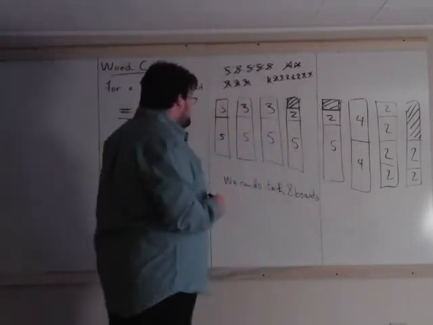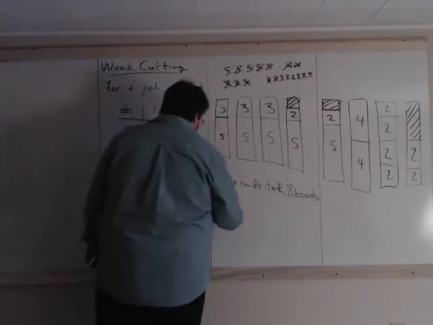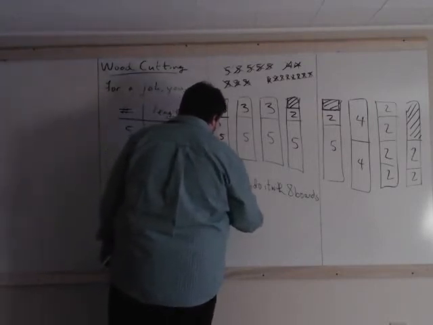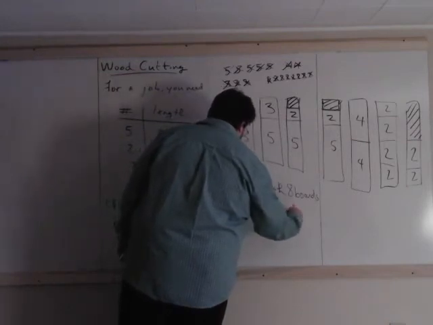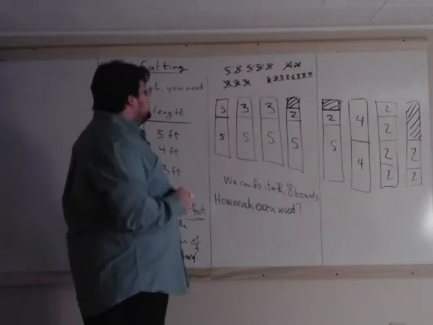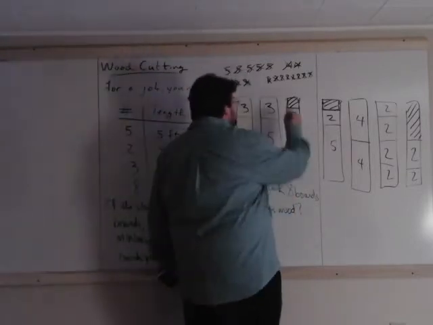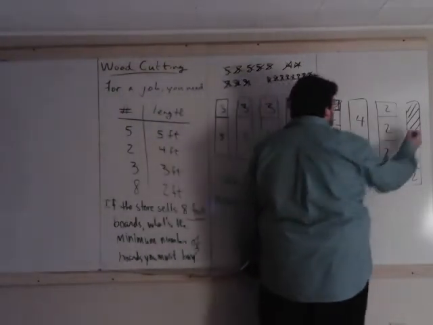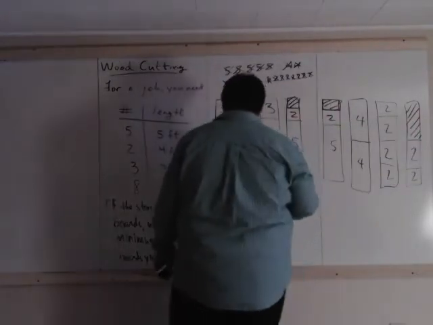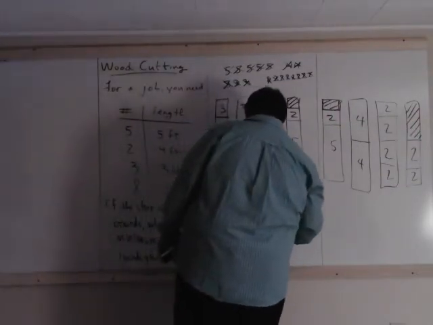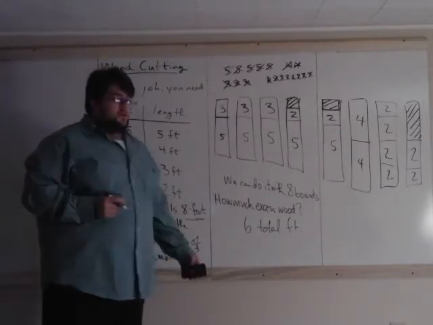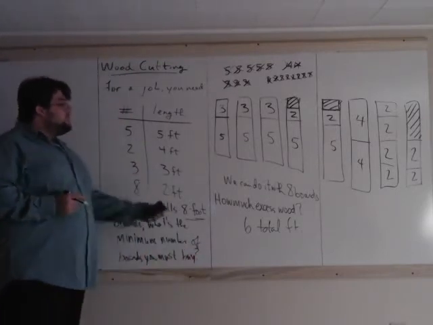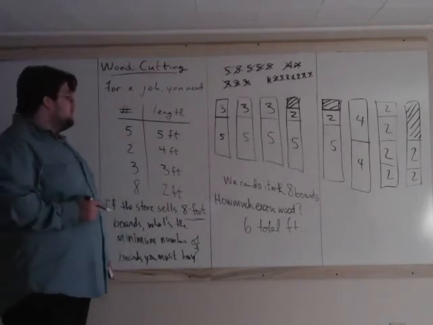And now let's ask a second question. How much excess wood is there? Well, I shaded in all the excess wood. There's a 1-foot hunk here, a 1-foot hunk here, and a 4-foot hunk there. So 6 total feet of excess wood. Now, since these are 8-foot boards, this actually is the minimum number of boards we can use, given this number.